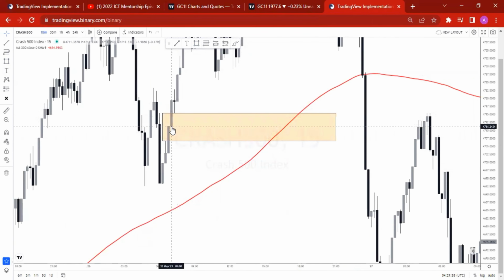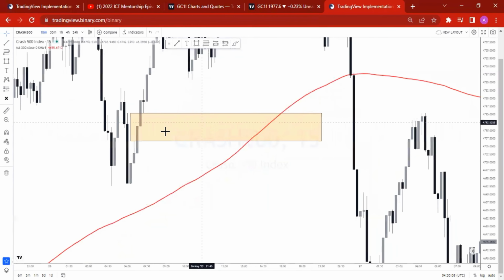Now, assuming this wick possibly came down, and then from here it started going up, it would mean that the imbalance was filled. There was no imbalance there. But now we have this gap. We have this fair value gap. It's actually called a fair value gap, or FVG. That is what it's called. So we have this fair value gap, and it's also referred to as an imbalance.